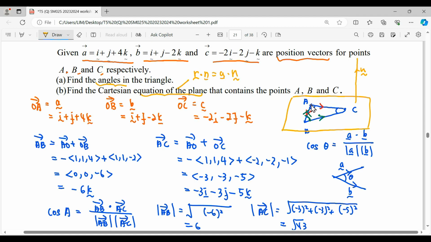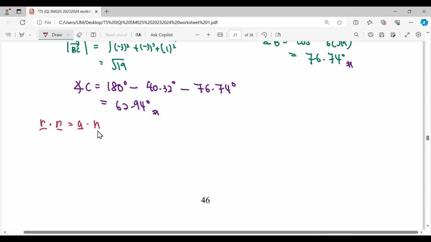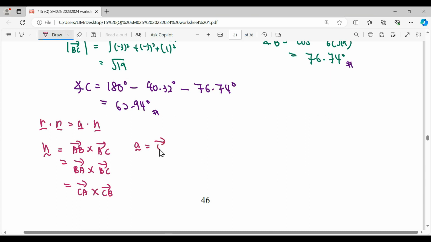The normal vector can be obtained by AC cross AB, or BA cross BC, or CA cross CB. As long as we take two vectors in the plane and cross them, we get a vector perpendicular to the surface, which is our normal vector. So N we can obtain using vector AB cross AC, or BA cross BC, or CA cross CB. Meanwhile, for position vector a, we can choose point A, which is OA, or point B, which is OB, or point C, which is OC. We have three options, but we only need one.